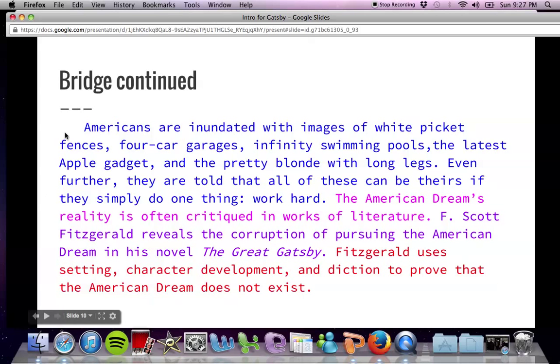So while this isn't 100% perfect, it's a pretty solid start. I would even add perhaps in here that this is how Americans view the American dream, and then move on to say the American dream's reality is often critiqued. But I like it because now I kind of understand why I have this hook and how it connects to Fitzgerald and The Great Gatsby.